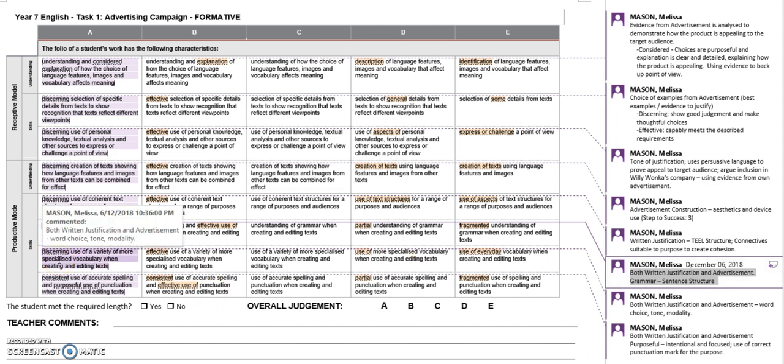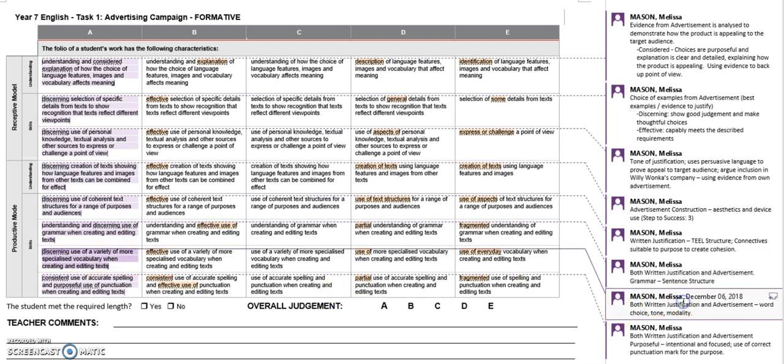Discerning use of a variety of more specialized vocabulary when creating and editing text. So again, that's in both the written justification and advertisement. The word choice is purposeful, it's varied. It meets the modality of the task, so the degree of certainty, and also has an appropriate tone for the intended audience as well.